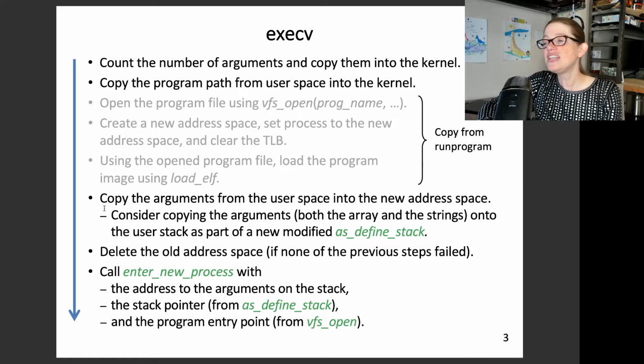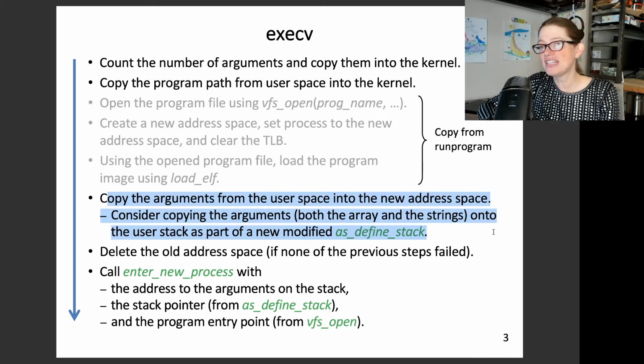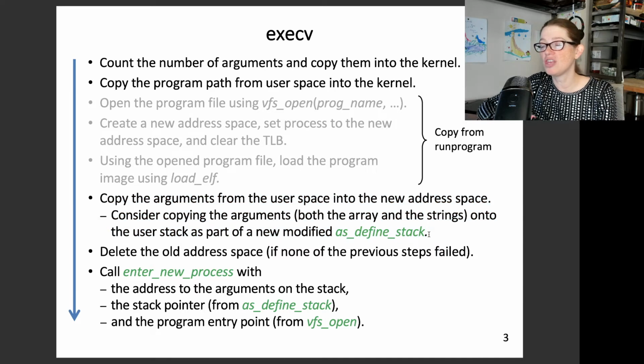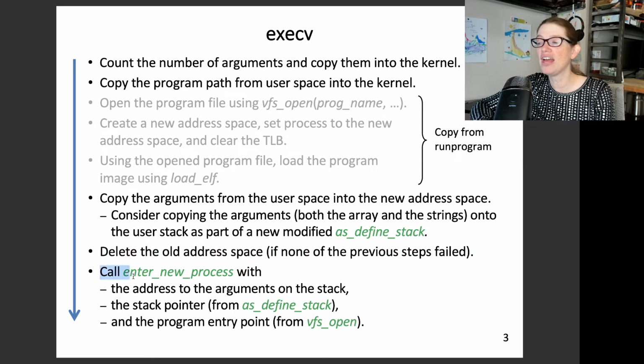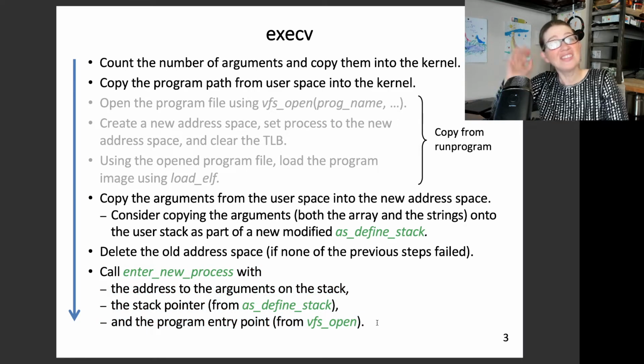Okay, so you're going to need to create your own version of as_define_stack, and that's going to both create the stack and push the arguments onto it. Once you've created the stack, it is safe to delete the old address space. And then we're going to call enter new process with slightly different arguments than run program. So again, this is still very similar to run program.